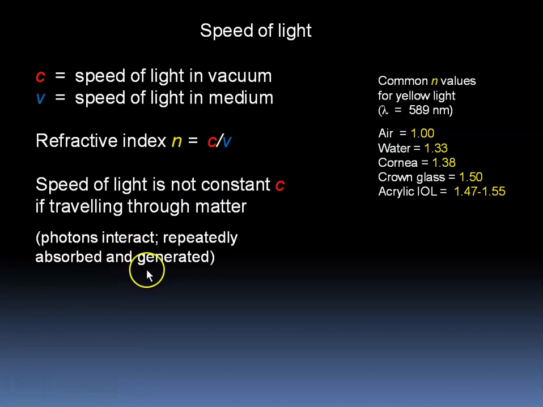The speed of light in a vacuum is given as c. The speed of light in any other medium is given as v. Light, when it goes through a medium, is slower than in a vacuum. The speed of light is not constant if traveling through matter. This may seem to contradict the rules in physics, where the speed of light is a constant in all frames of reference and at all times.